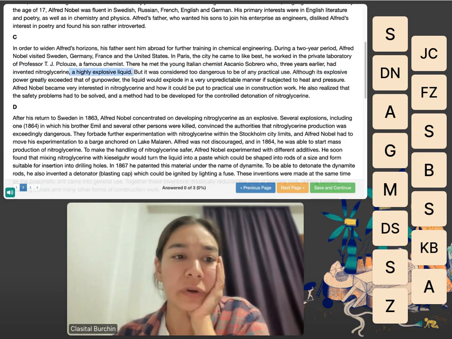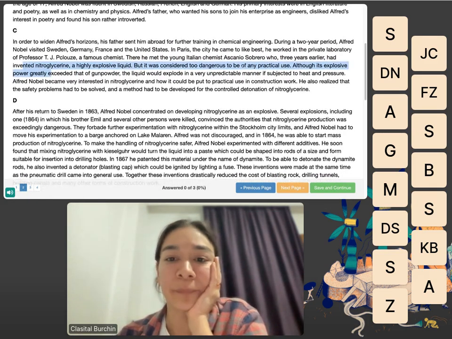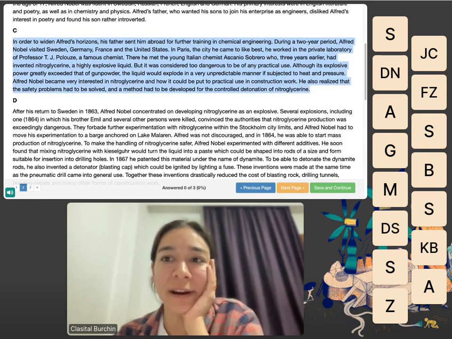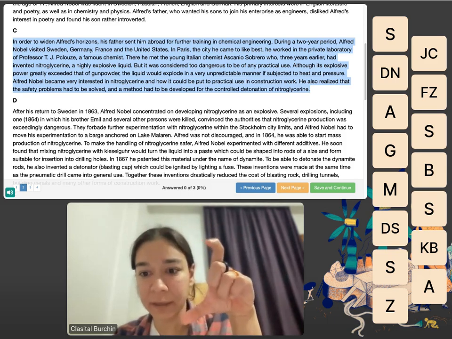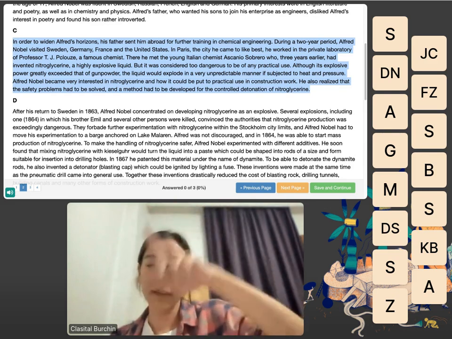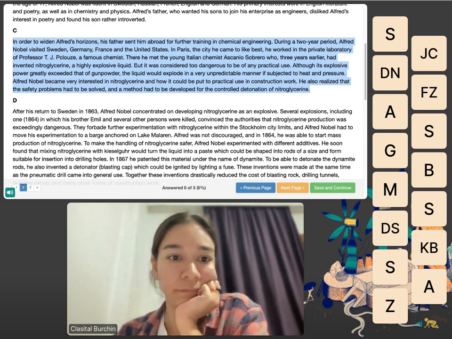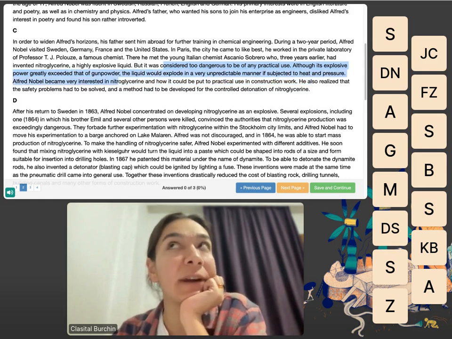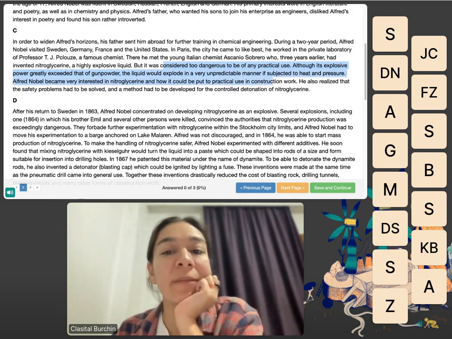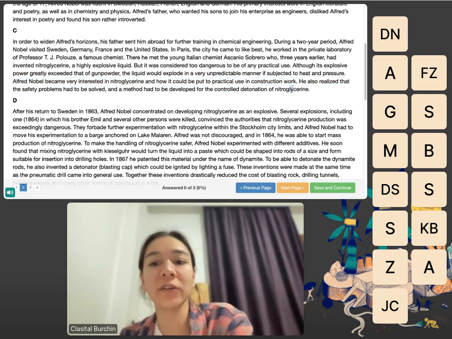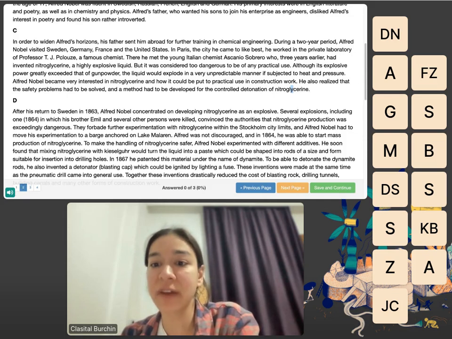But it was considered too dangerous to be of any practical use. So I think this is the education part, and my answers will be from this passage. We have question 9 in the paragraph that I sent you. But it was considered too dangerous to be of any practical use. Although its explosive power greatly exceeded that of gunpowder, the liquid would explode in an unpredictable manner if subjected to heat. Yes, Alfred became very interested in nitroglycerin and how it could be put to practical use in construction work. Gunpowder, very good.